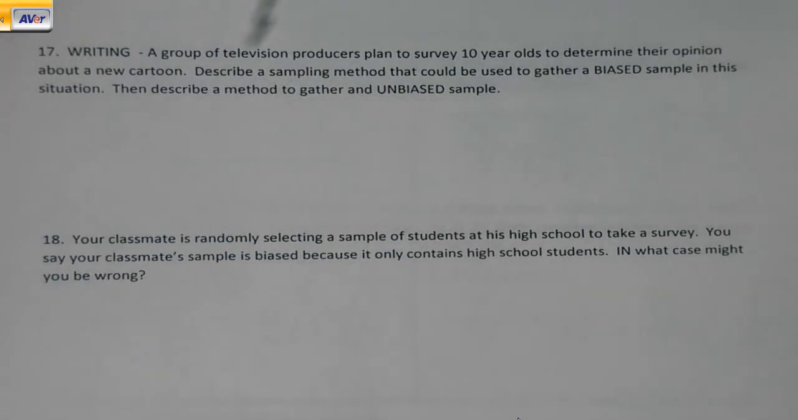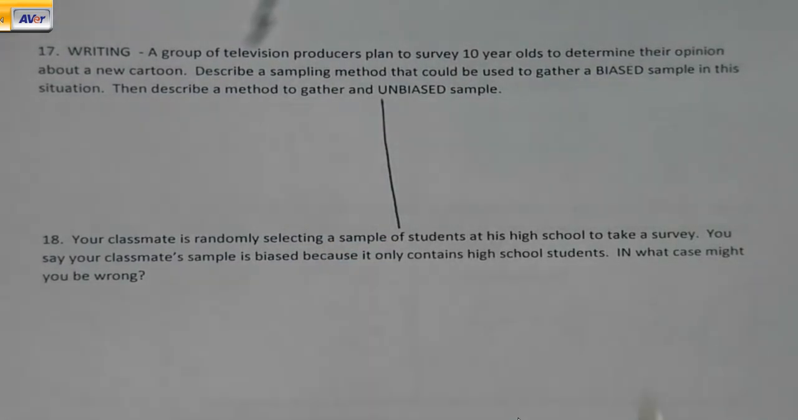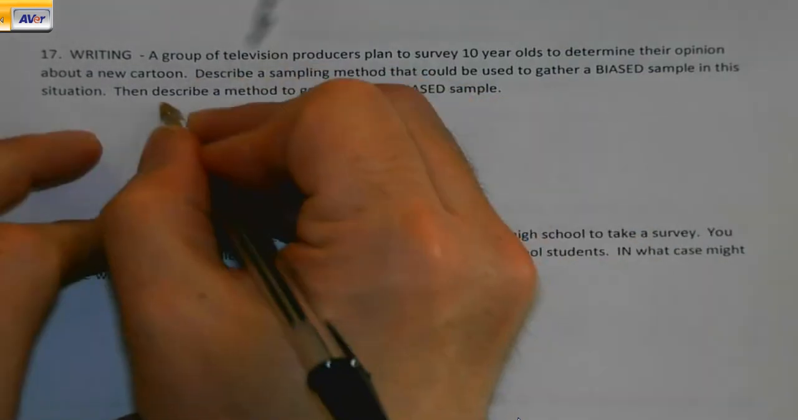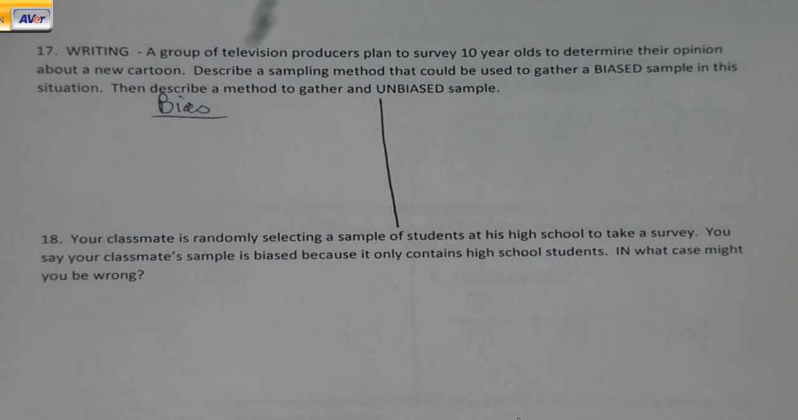All right, writing. A group of television producers plan to survey 10-year-olds to determine their opinion about a new cartoon. Describe a sampling method that could be used to gather a biased sample in this situation. Then describe a method to gather an unbiased sample. Okay, so you are a TV producer. 10-year-olds, you want their opinion about a new cartoon. You really want them to pick the cartoon that you are showing them. How can you get a 10-year-old to say they like something?